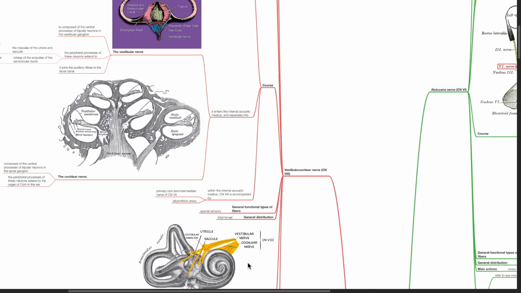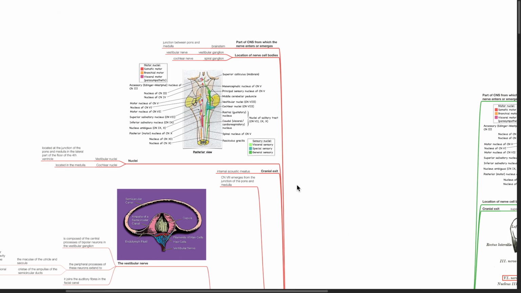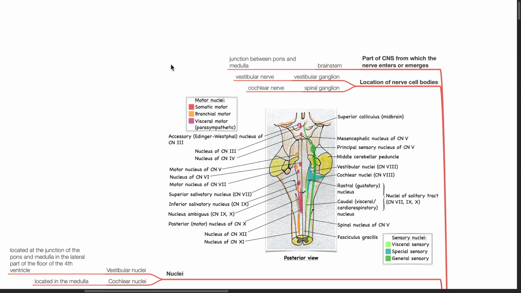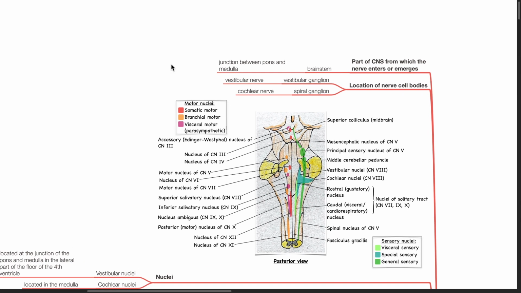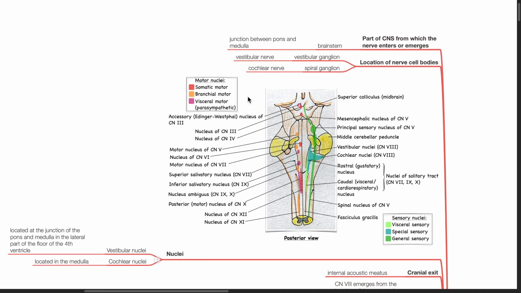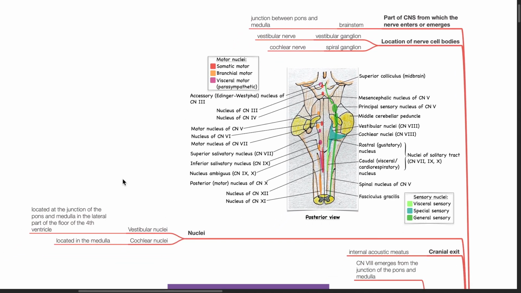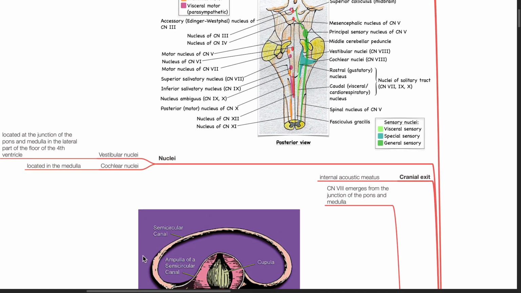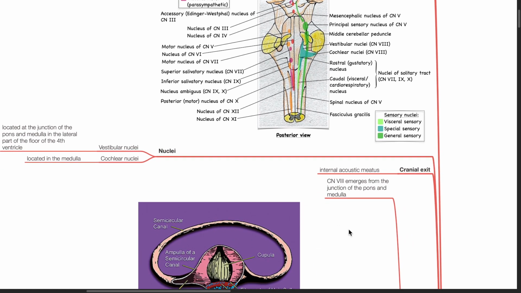Cranial nerve 8, the vestibulocochlear nerve. The vestibulocochlear nerve arises from the brainstem at the junction between the pons and medulla. Location of nerve cell bodies are at the vestibular ganglion and the spiral ganglion for the vestibular nerve and cochlear nerve respectively. The vestibular nuclei is located at the junction of the pons and medulla in the lateral part of the floor of the fourth ventricle. The cochlear nuclei is located in the medulla. Cranial exit for cranial nerve 8 is via the internal acoustic meatus.